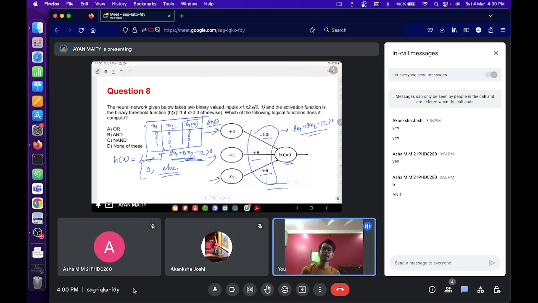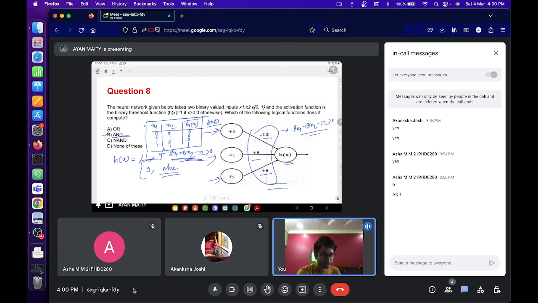In an AND gate, the output is 1 only when both the inputs are 1, and in all other cases it is 0. This is what we can observe from this table also: only when x1 is 1 and x2 is also 1, h(x) is 1, otherwise it's 0. So it is computing x1 AND x2. So B would be the right answer. Asha has written the right answer here in the chat. So B, AND, would be the correct answer.